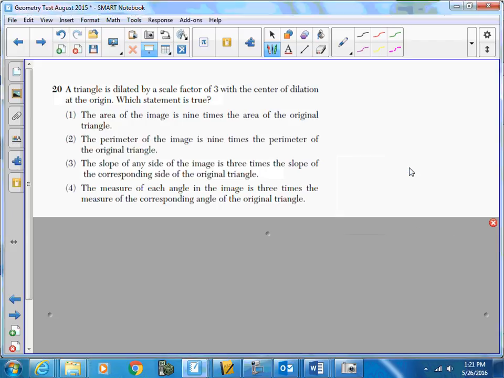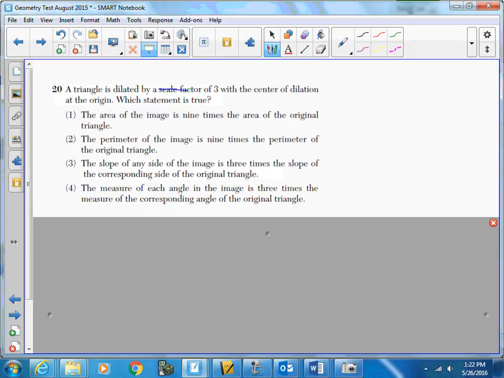All right, we're going to go through the last 5 problems of the multiple choice on the August 2015 Geometry Common Core exam. So let's look at number 20. It says a triangle is dilated by a scale factor of 3 with the center of dilation at the origin. Which statement is true?